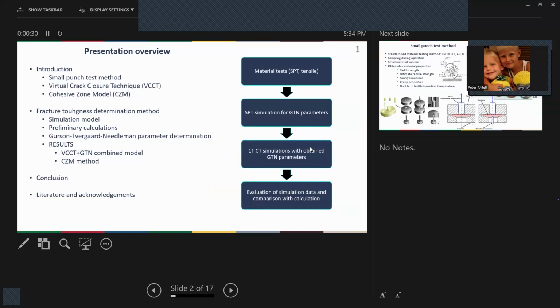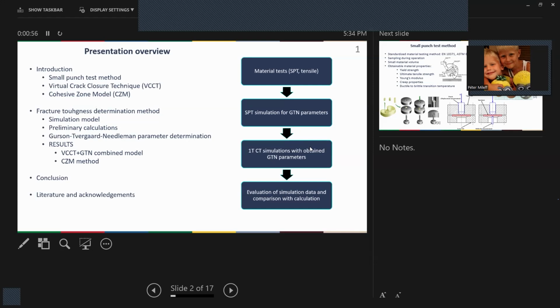This research was conducted inside the STUMAT-LTO European Research Project. In our task, our aim was to determine fracture toughness values from a simulation environment, which is very helpful in the lifetime assessment of nuclear power plants as well.